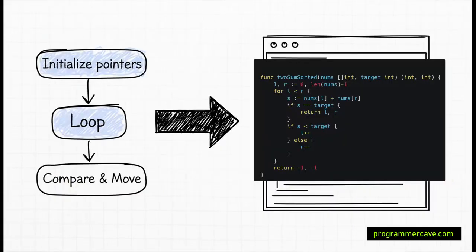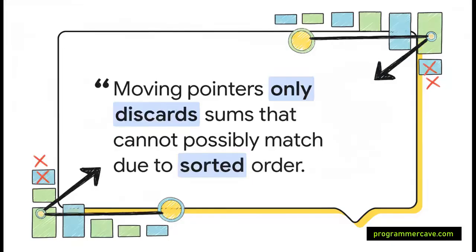And look at this. You can see how that simple logic translates directly into actual code. This Go function is a perfect example. The structure is exactly what we just talked about. You set up your left and right pointers, you loop as long as they haven't crossed, you check the sum, and then you move one of the pointers. Clean and simple.